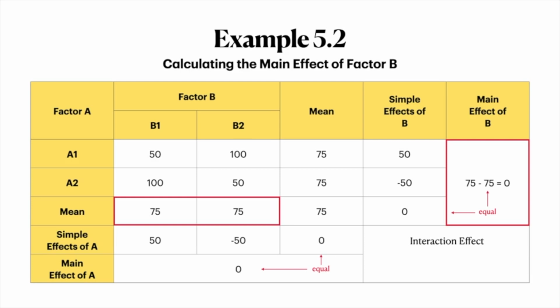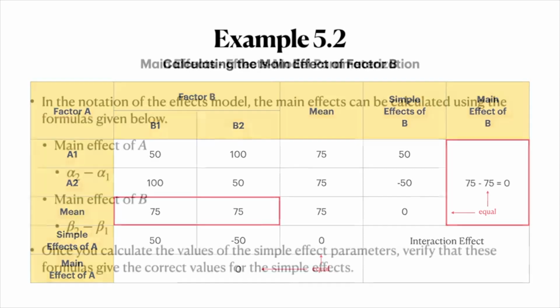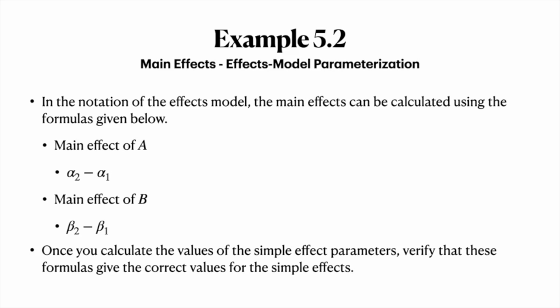And in doing these calculations and filling out this table, it's a good way to check our work and make sure we're doing the calculations correctly. All right, and then in the notation of the effects model, the main effects can also be calculated using the formulas given below. The main effect of A can be calculated as alpha 2 minus alpha 1, and the main effect of B can be calculated as beta 2 minus beta 1. Now, if we're given the alphas and the betas, we can use these formulas to calculate the main effects of A and B. But again, we were not given those values in this example.